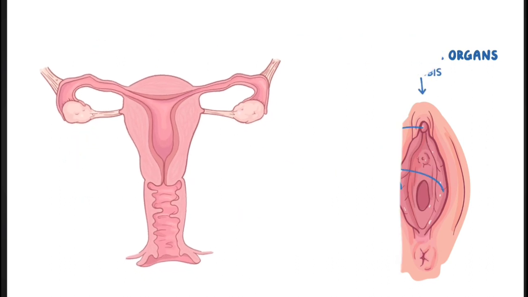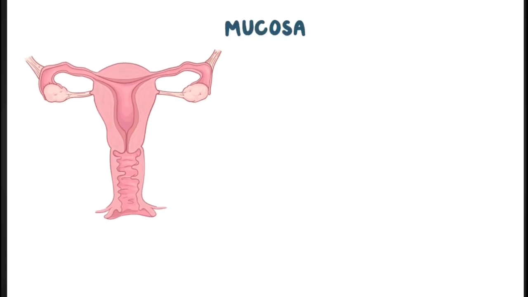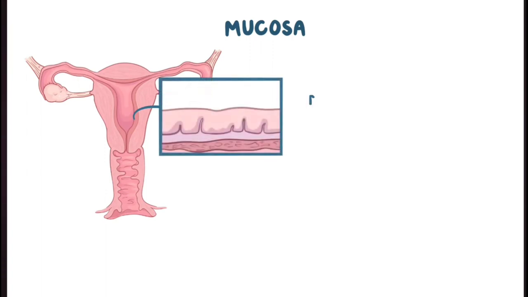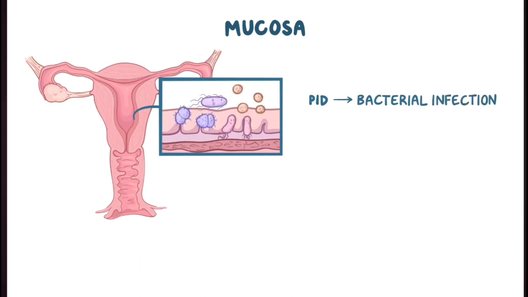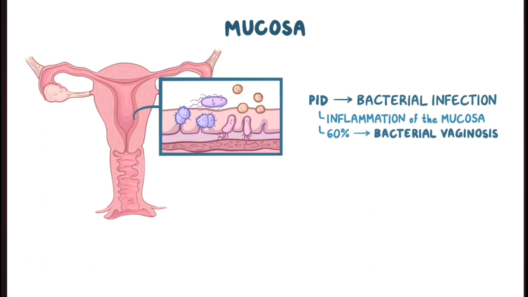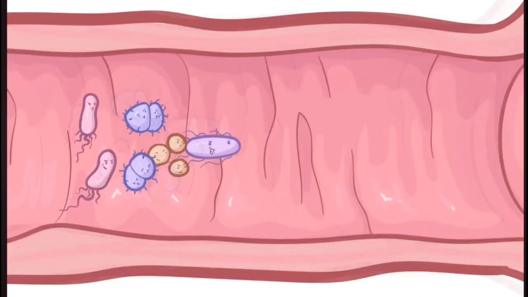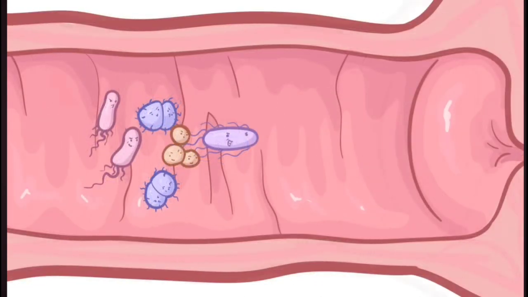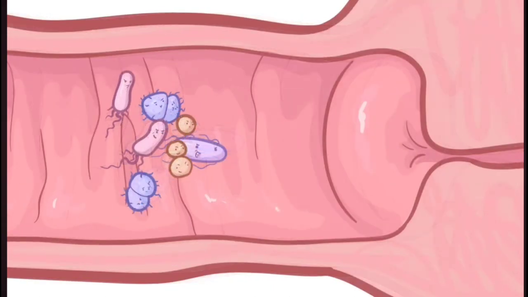The vagina, uterus, and fallopian tubes all have a mucosa, which is a layer of epithelial cells that lines the inside of these organs. PID usually develops from a bacterial infection in the vagina or the cervix, which causes inflammation of this mucosal layer. About 60% of the time, this changes the composition of the bacterial flora in the vagina, also called bacterial vaginosis. Because the reproductive tract is essentially one long tunnel that starts at the ovaries and ends at the external sex organs, the infection can travel up that tract pretty easily.